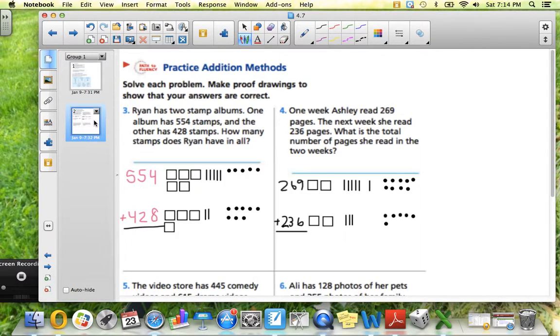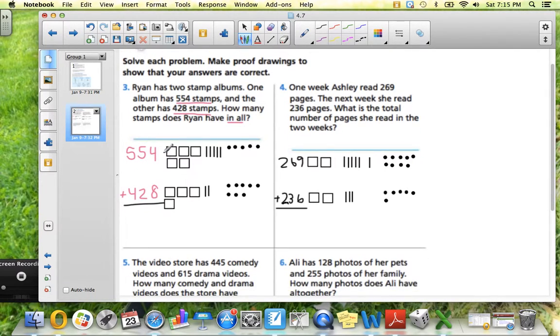Okay, so let's turn to the next page, page 230, and we are going to practice addition methods. So we're going to solve each problem. We need to make a proof drawing to show that our answers are correct. Okay, so for number 3, Ryan has 2 stamp albums. One album has 554 stamps and the other has 428 stamps. How many stamps does Ryan have in all? And when it's asking us in all, it wants us to add them both together.